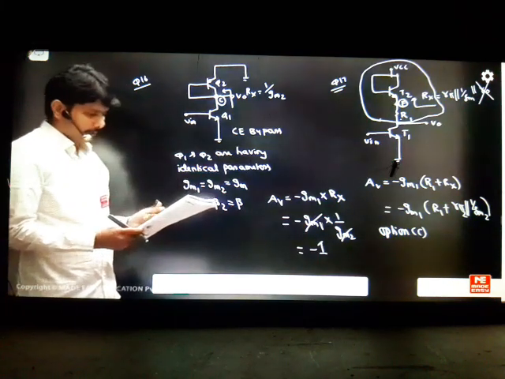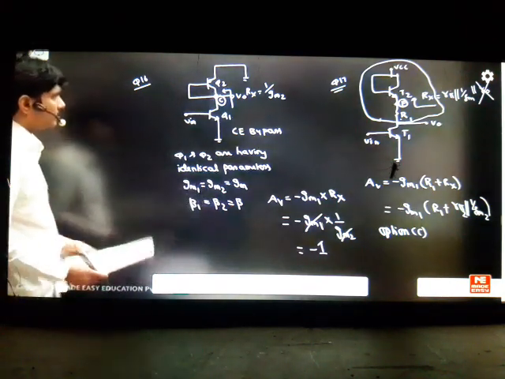Now the 18th question, I'm saying. Let's see. Some confusion will come for the student. The 18th one. I'll avoid that confusion for you. 18th question.